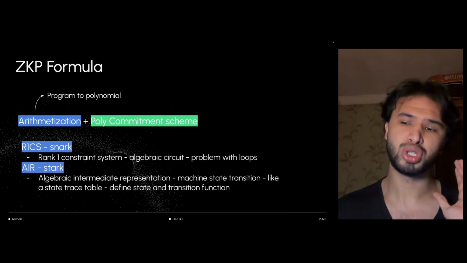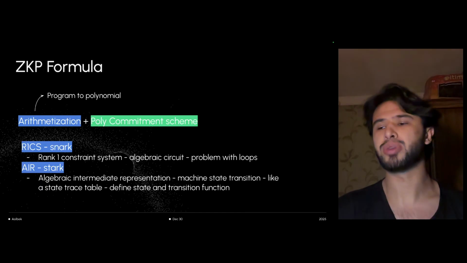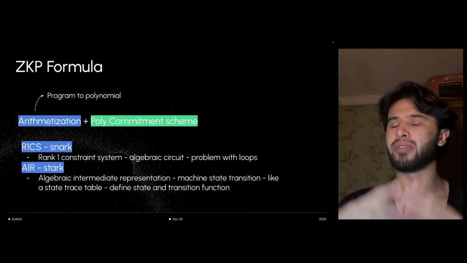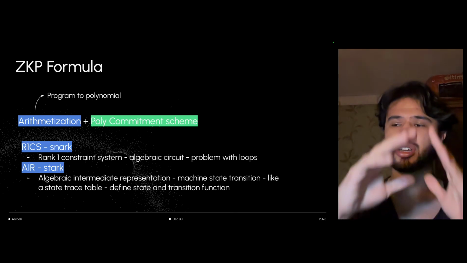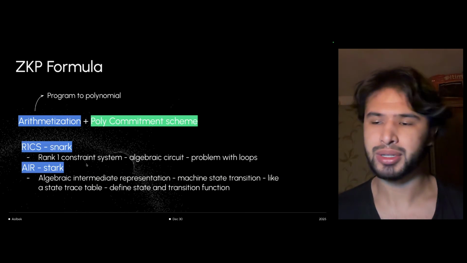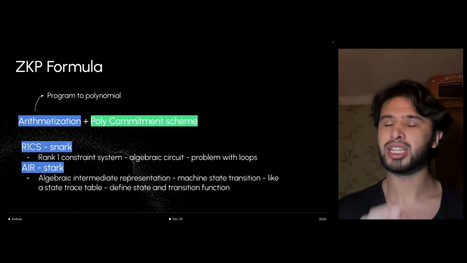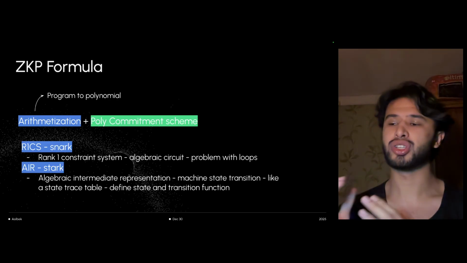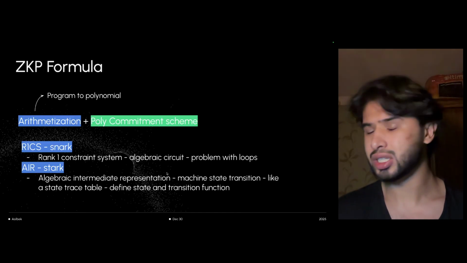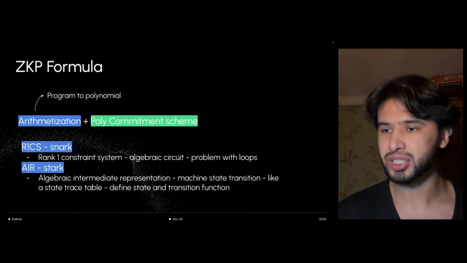R1CS is usually used for SNARKs. Rank 1 constraint systems take the problem and try to make it into an algebraic circuit, and there's a problem with loops in that, because each step has to be described in the algebraic circuit. AIR is usually used in STARKs, so it's going to be algebraic intermediate representation. It tries to describe the problem as a machine state transition, like creating a trace table. So it's going to define the state, and it's going to have a transition function.